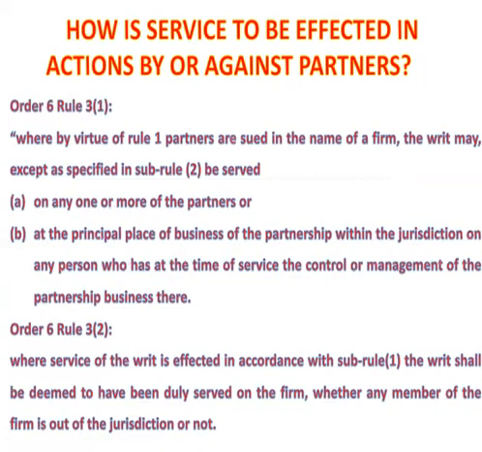can serve a process when you commence it against the partnership. 2 ways. Look at the A, on any one or more of the partners, or B, at the principal place of business of the partnership within the jurisdiction on any person who has at the time of service the control or management of the partnership business there. It means that you can either serve on any one or more of the partners, or you can serve on any person who has at the time of service the control or management of the partnership business there.